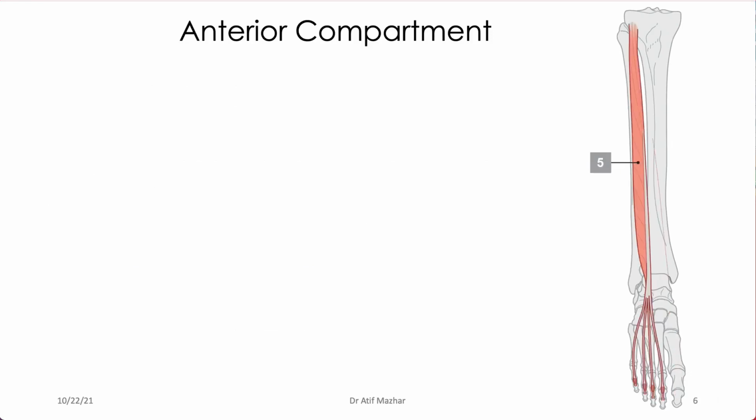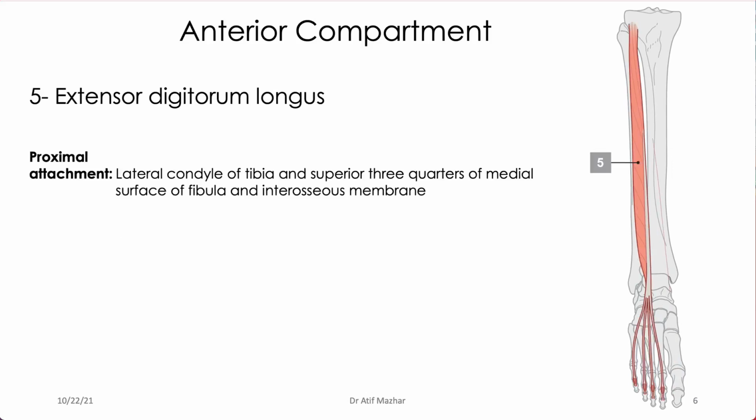Then the last group of muscles, that you can see, is going to the digits. So suggest a name. It is my extensor digitorum longus. And this muscle is coming from where? The lateral condyle of the tibia, superior three quarters of the medial surface of the fibula and the interosseous membrane. Simply you can say from the lateral condyle of tibia, from the fibula and from the interosseous membrane, and it goes down.